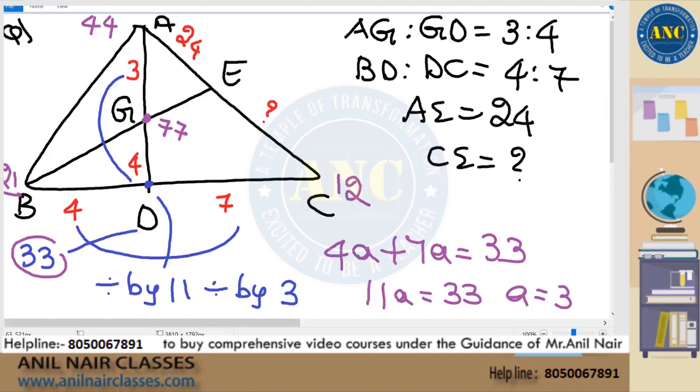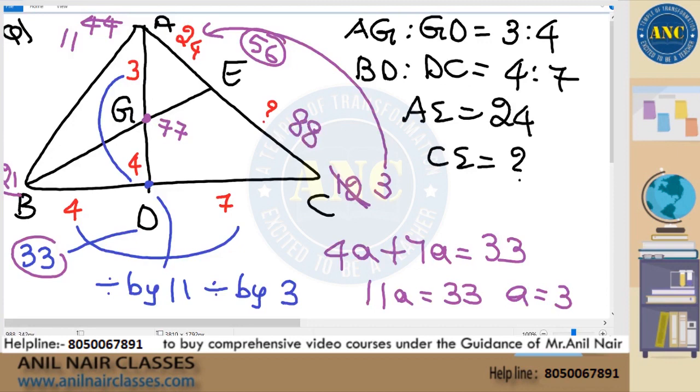So if it is 44 and it is 12, this value is nothing but 56. So 4 11s are 44, 4 3s are 12. 3 8s are 24, 11 8s are 88. What is the answer for this question? 88. No mathematics required. Very good, Ajit. Keep it up.